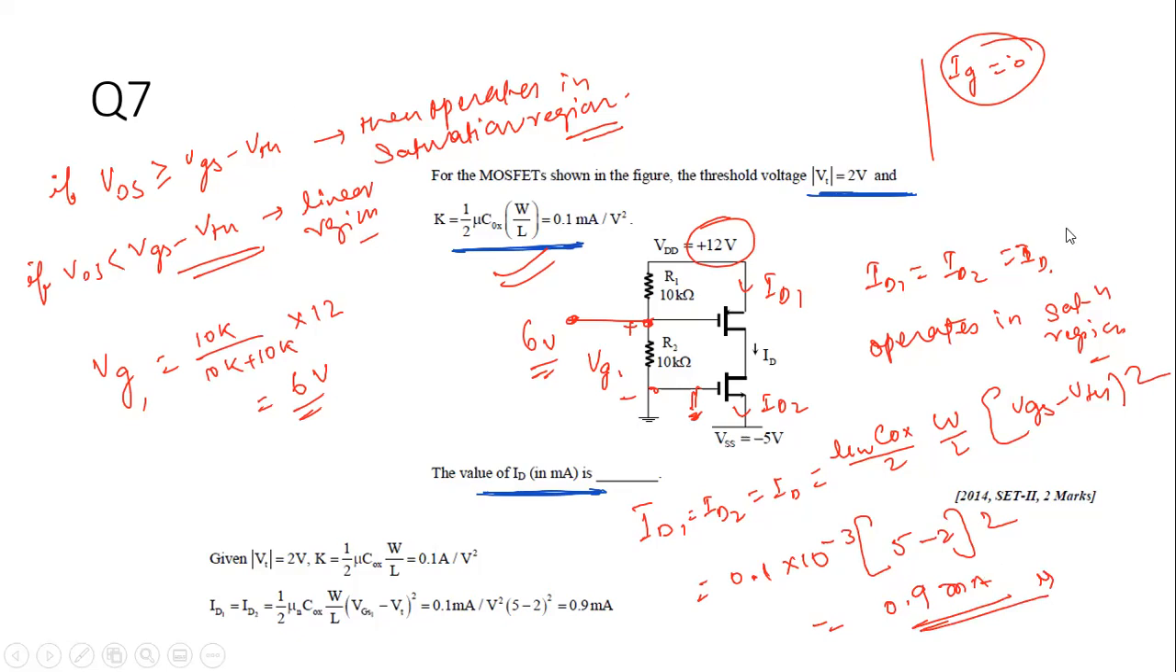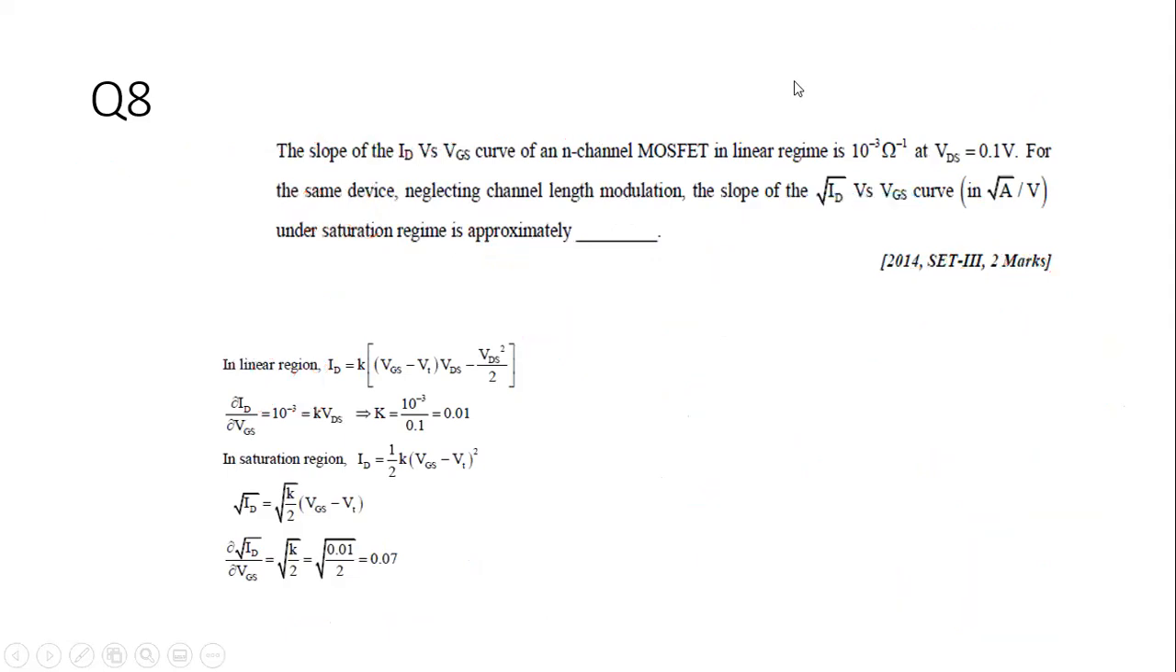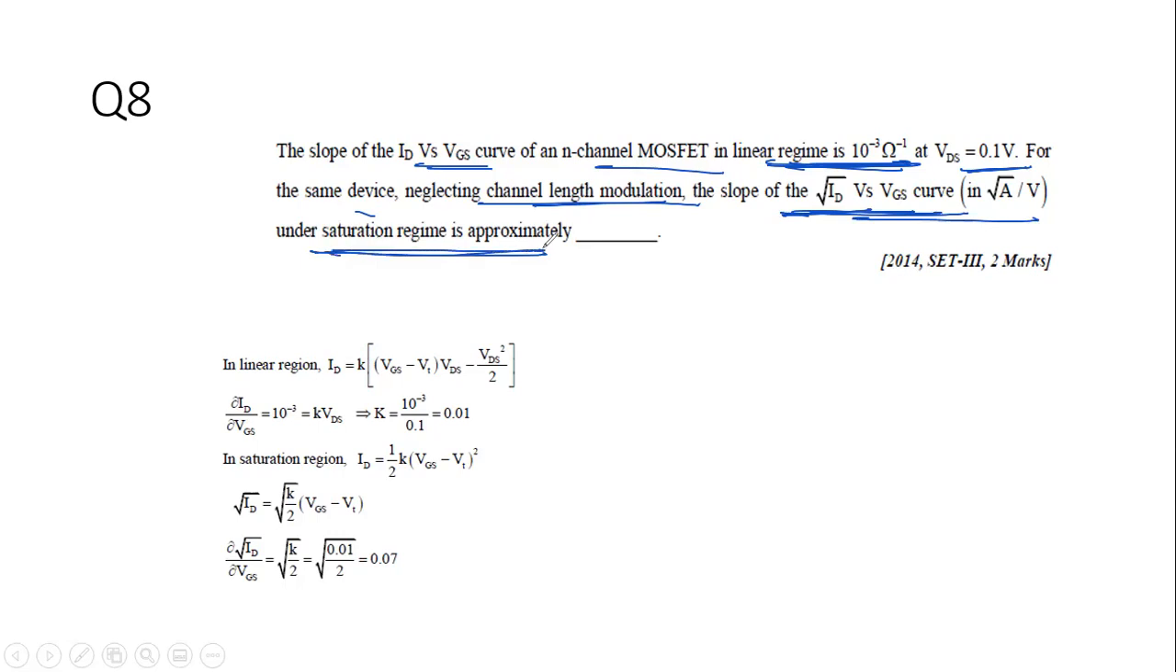Now come to the next question, question number 8. The slope of the ID versus VGS curve of an N-channel MOSFET in linear region at VDS equal to this volt. For the same device, neglecting channel length modulation, the slope of the root ID versus VGS curve under saturation region is what? So first of all, we should find the slope of IDS versus VGS in linear region.